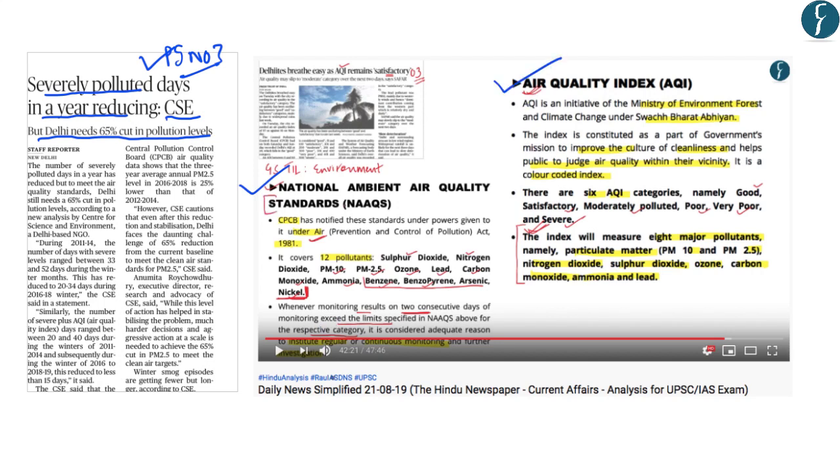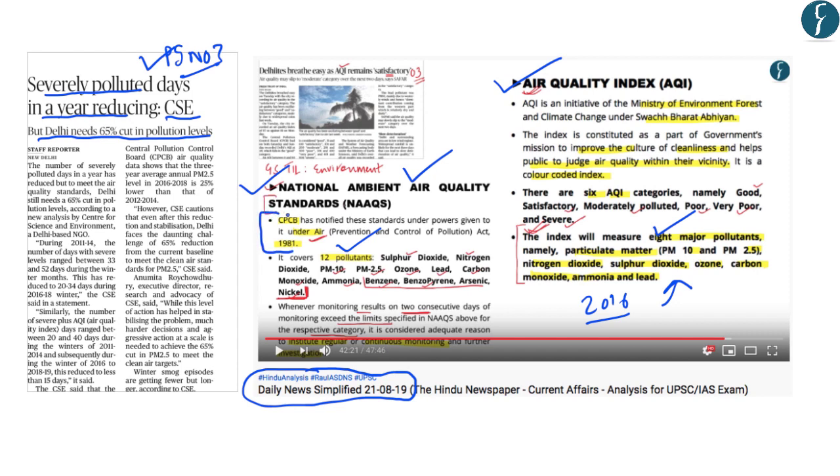So all these aspects have been covered in the Daily News Simplified of 21st August 2019. And in this, mainly you have to focus on the major pollutants which are covered by all these environment indices. For example, the Air Quality Index covers and measures 8 major pollutants. However, the National Ambient Air Quality Standards is for 12 pollutants. And previously, you would be knowing, in the year 2016 there was a question related to the pollutants which are measured by the Air Quality Index. So similarly, you can expect a question on the National Ambient Air Quality Standards and who has notified these standards.